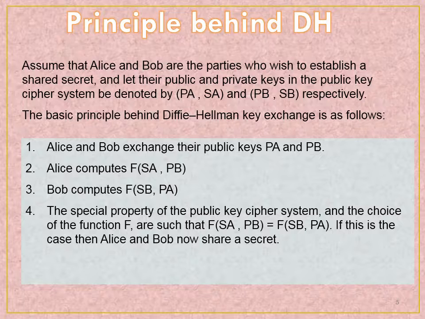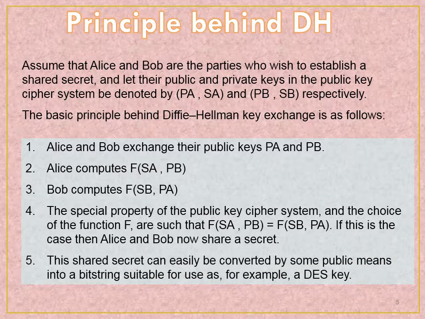There is a special property of the public key cipher system and the choice of the function f, such that the function that Alice computes and the function that Bob computes should be equal to each other. Only if this is the case can Alice and Bob share a secret. This shared secret can easily be converted by some public means into a bit string suitable for use, for example as a key.